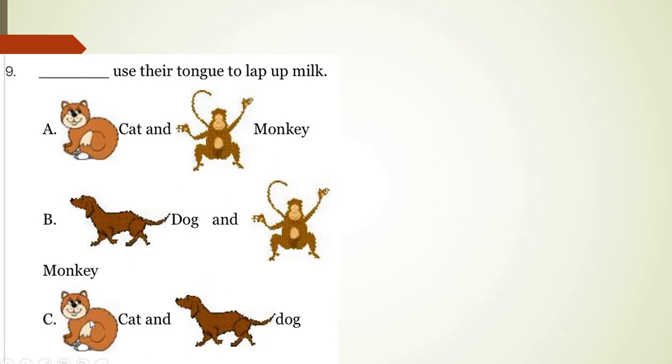Now in option C, cat and dog both, yes, they both use the tongue to lap up the milk. So option C indeed should be the correct option. Let us check our answer. Yes, our answer is right, my dear students: cat and dog.